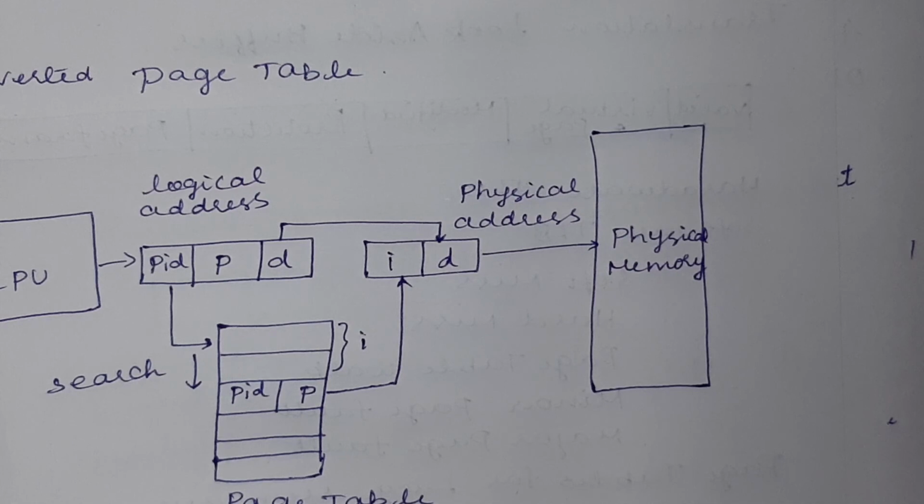So this is what we get in the inverted page table, and these are the different structures of page table implementation. So far we have discussed the paging concept, how to do the mapping using this paging technique, and the different structures of page table implementation. Thank you.